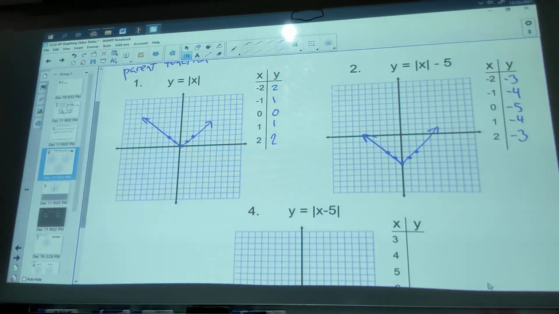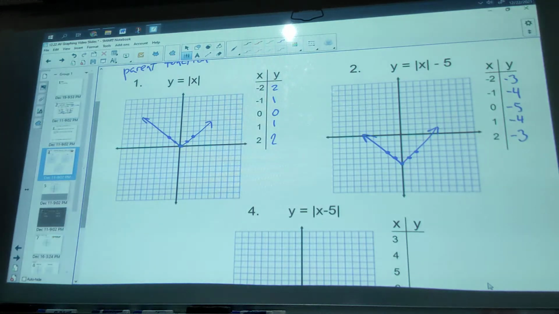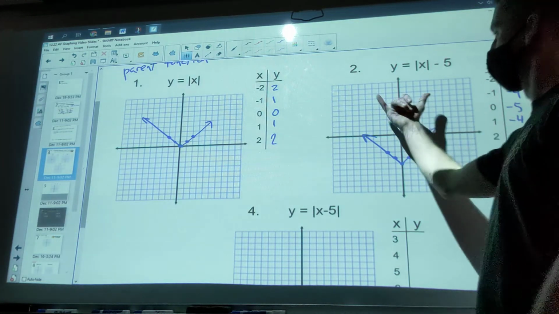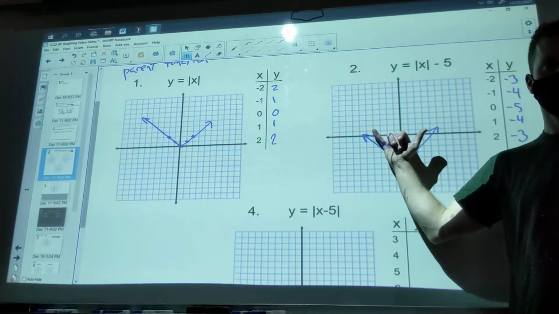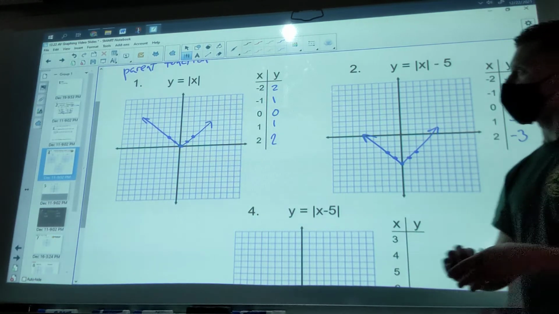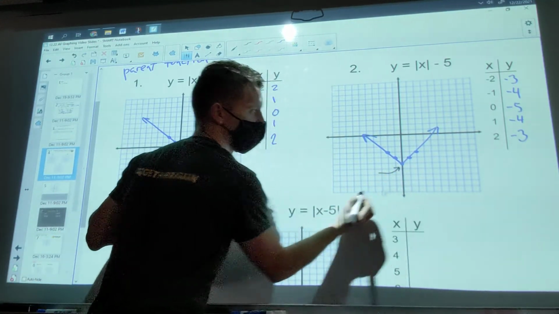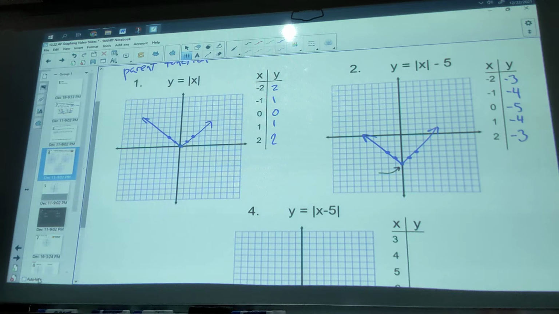It seems like our prediction was correct. Our whole parent function moved down by 5, but it kept its same shape. It didn't get skinnier or wider. Does everybody know what this point is right here that they reflect over? What is that? Vertex. Good job.